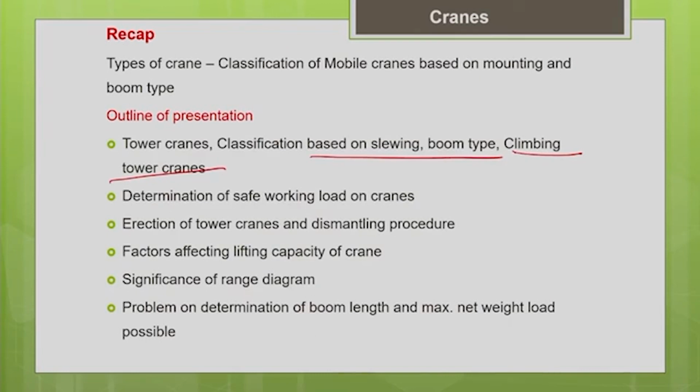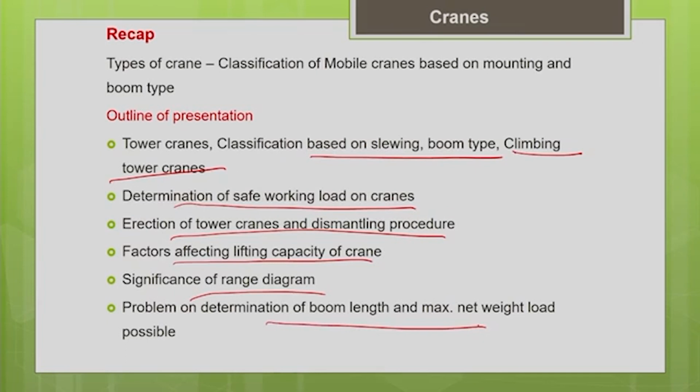We will also see how to determine the safe working load on the tower cranes, and what the erection procedure and dismantling procedure for the tower cranes are. The factors which affect the lifting capacity of the crane will also be discussed, and I will highlight the significance of the crane range diagram. We will work out a problem on determining the boom length of the crane needed for a particular project, for a particular working range, and also the maximum net load possible for a particular crane. So these things will be discussed in today's lecture.